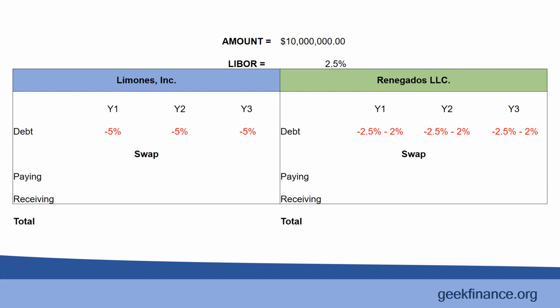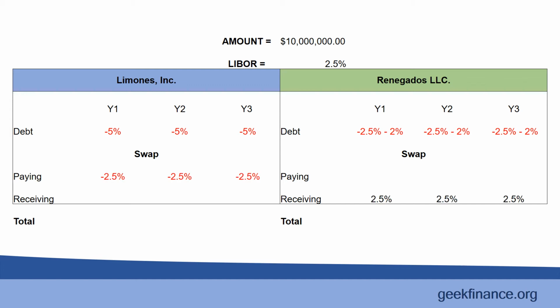On the other side, Renegados is going to get the floating rate loan, and so they're going to be paying LIBOR, which is currently 2.5%, plus 2% to their creditors. That's a total of 4.5% every year. Note that LIBOR may change at any time, so if it increases next year by 1%, Renegados will pay 5.5% for that year.